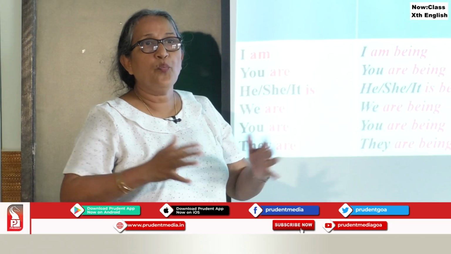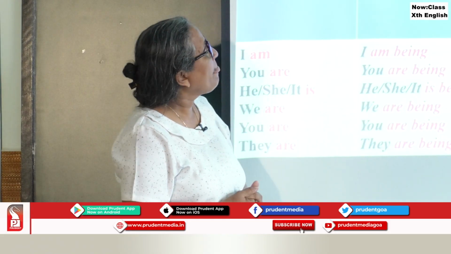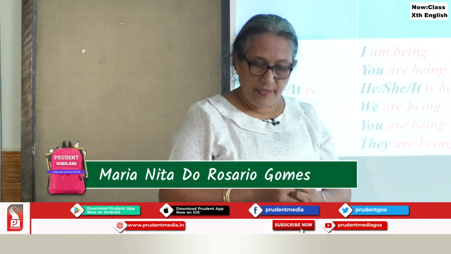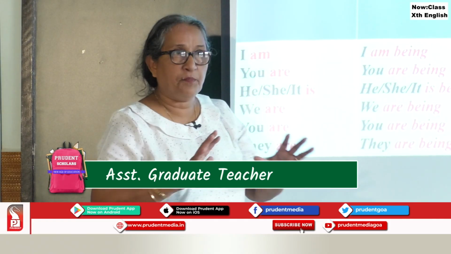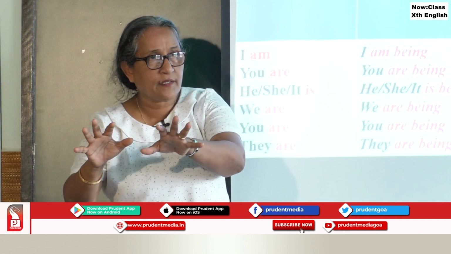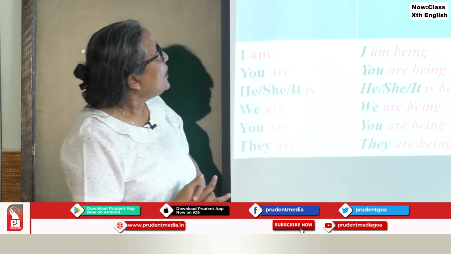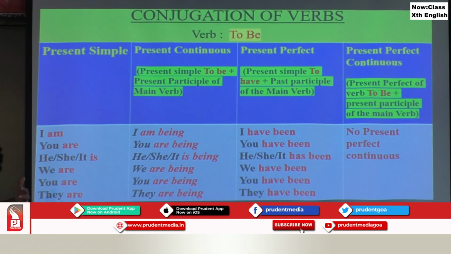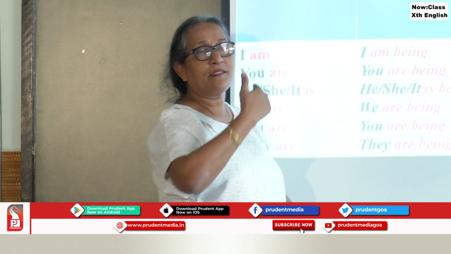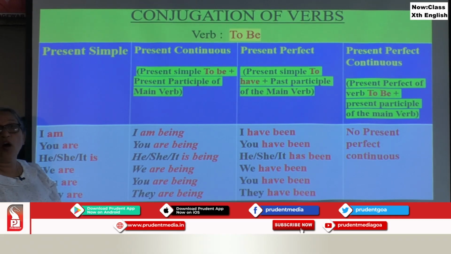So children, now we have come to the main topic of the day, conjugation of verbs. By conjugation of verb we mean we change the verb from its infinitive form so that it matches with the subject and gets coordinated with the time of the action. As I told you, there are 4 subtenses in the main present tense, main past tense, and the main future tense. For present simple, what is the formula or format?